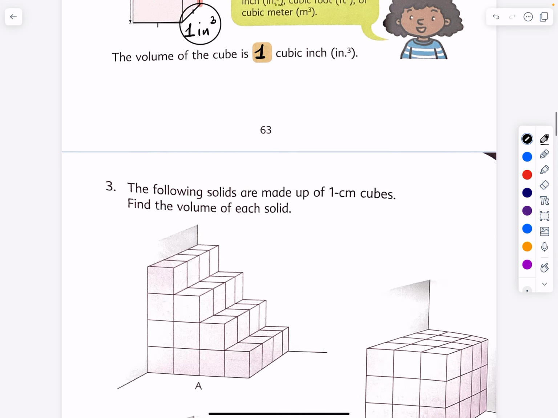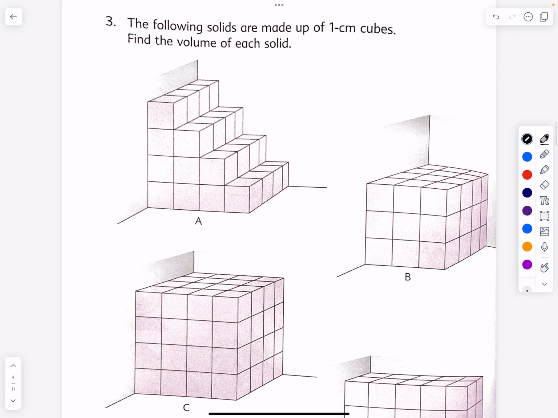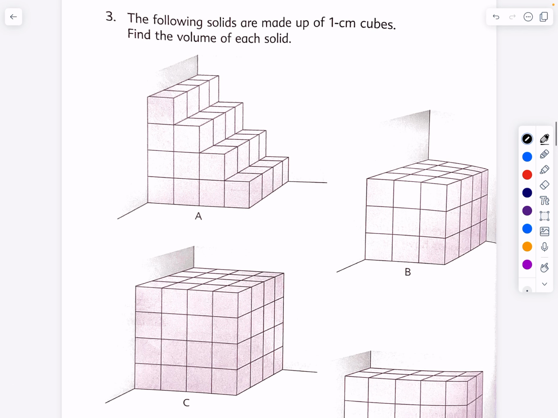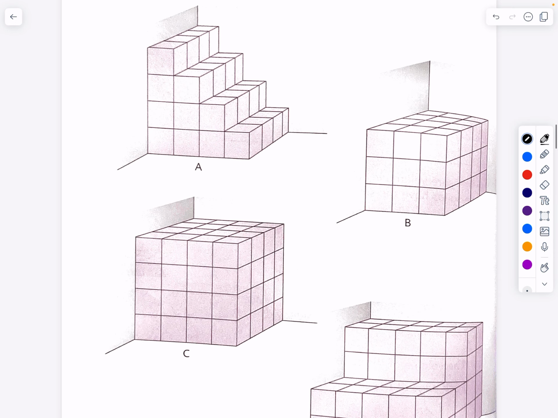Okay, so let's start measuring. Oh, this exercise I really like. We are on page 64. We have A, B, C, D shapes. So let's take a look. What's the best way to count them? I like to count them in an organized fashion.